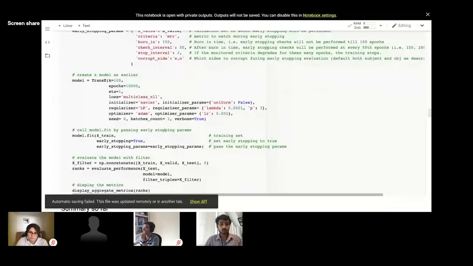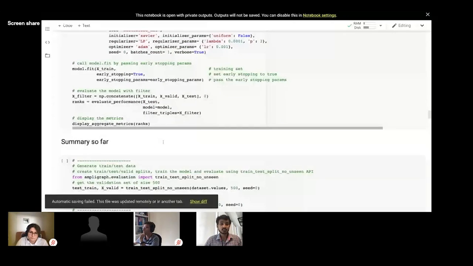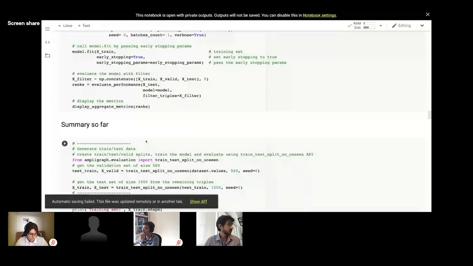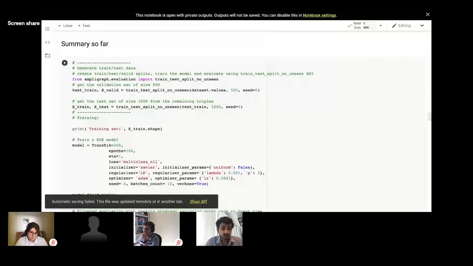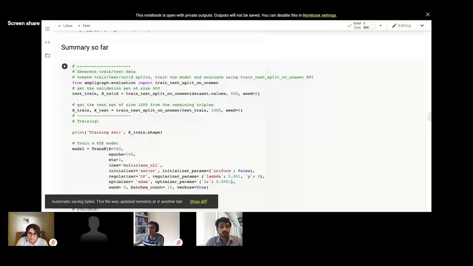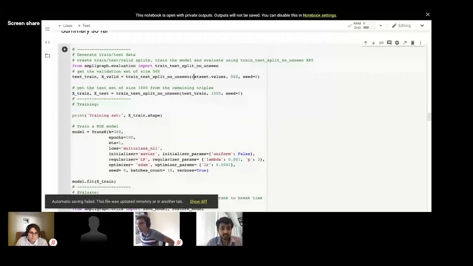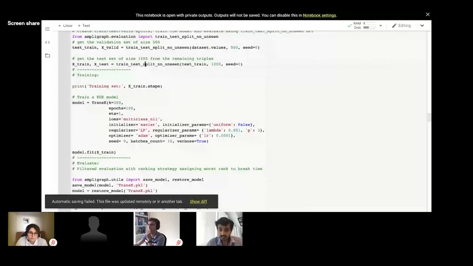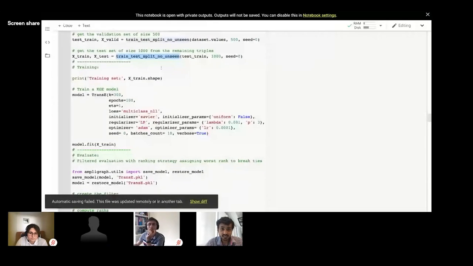Once you do early stopping, you would have the best model that is fit on your validation set, and then you can evaluate it. To summarize whatever we have done until now: we had our data set of triples that we split into train, test, and validation set using the train test split no unseen API. This was done to make sure we don't have unseen entities in the test and validation set. And then we trained a model, that's TransE.